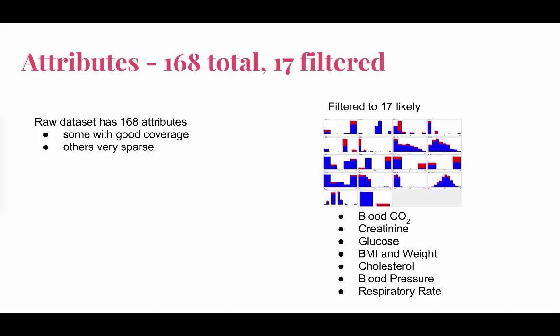We had 168 attributes in the raw data set. Some of these had very good coverage, covering all of the patients, but many were very sparse. So we also filtered this to 17 likely attributes. You can see here, this included things such as glucose and BMI and weight.